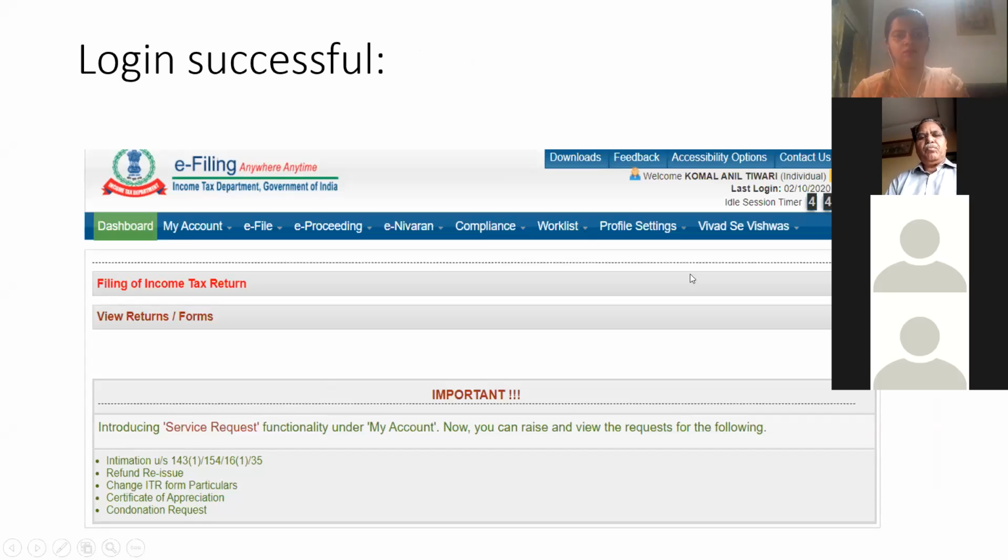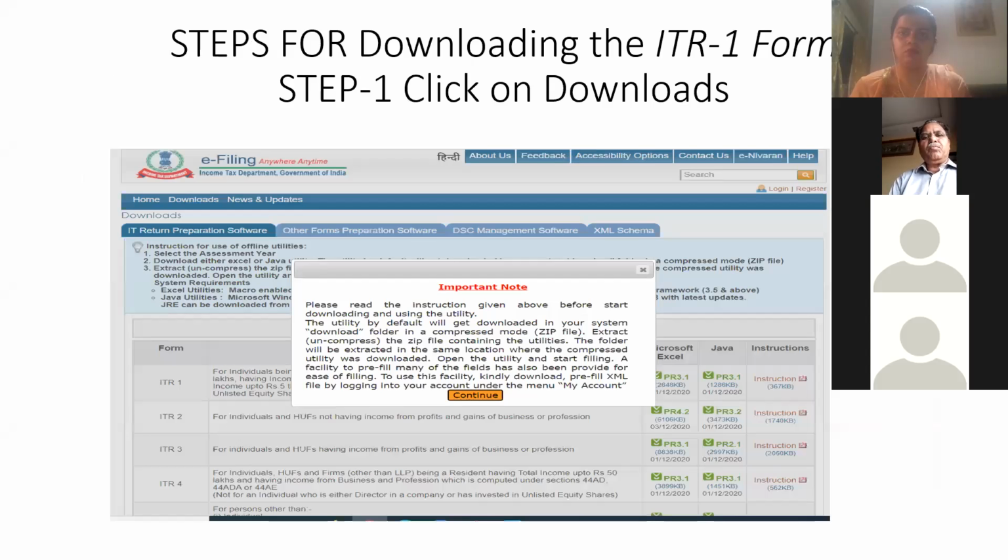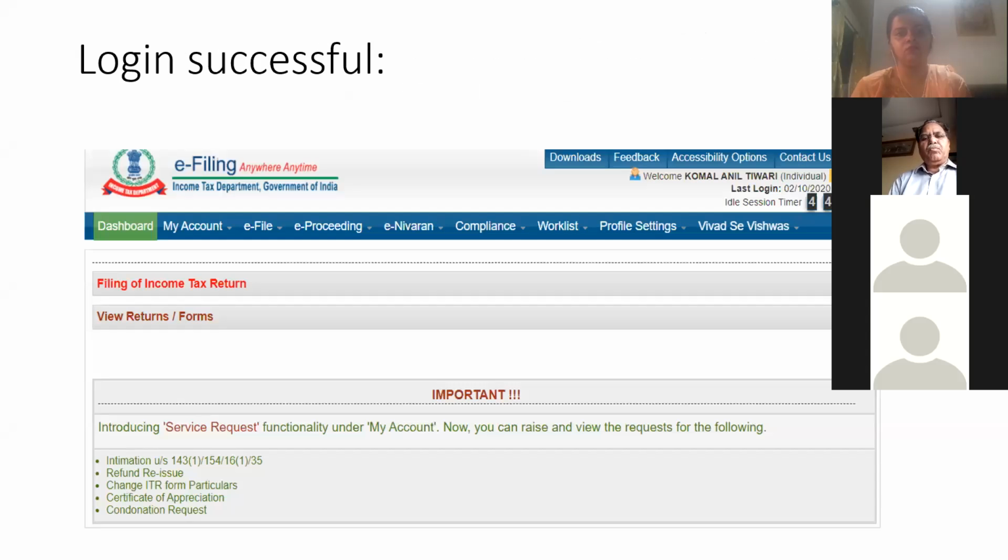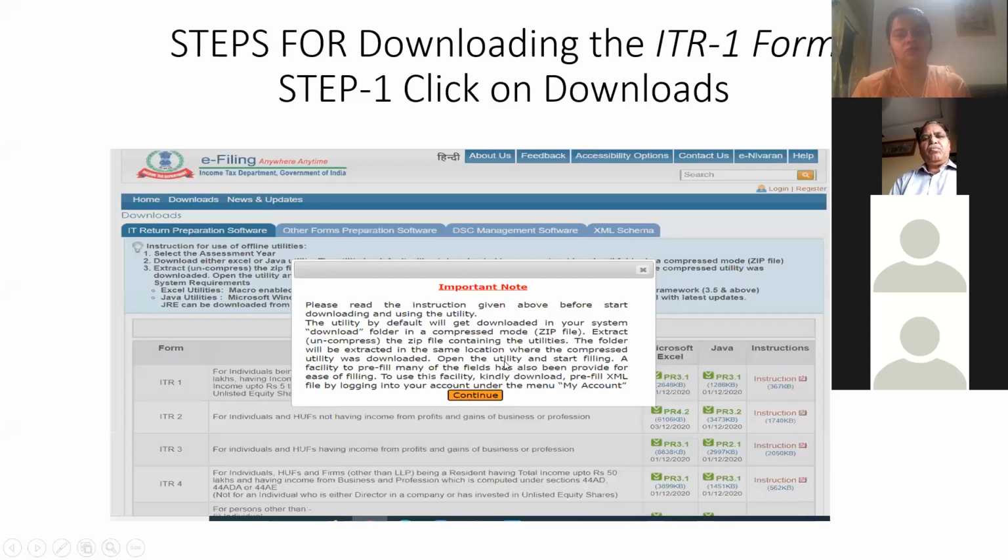Now here you can see at the top, this is downloads. This downloads button, just at the top, you can see the first button is downloads. So you have to click on this downloads button. When you click over here, you get this screen. Once again, I'll show. When you click this download button over here, you get this screen.